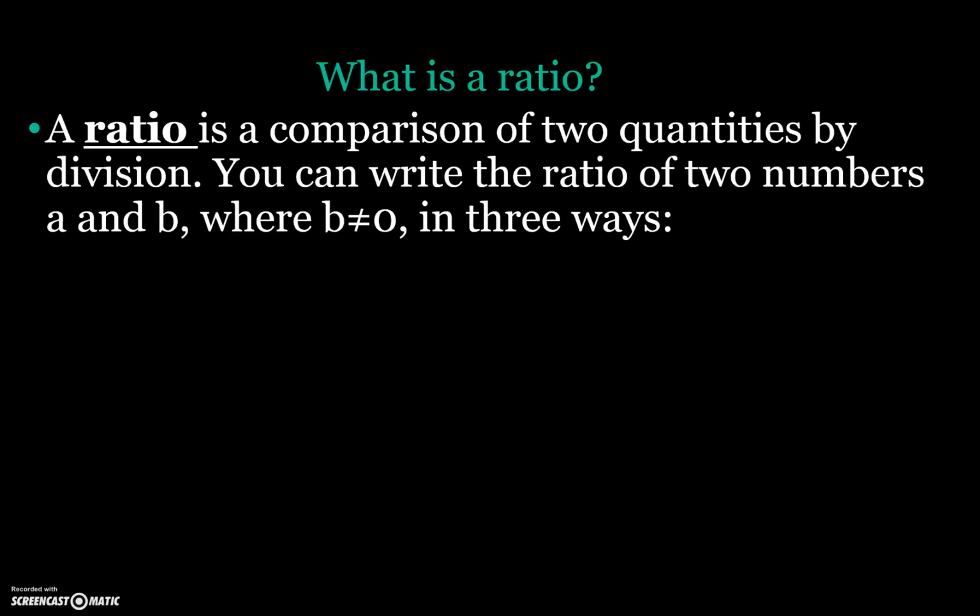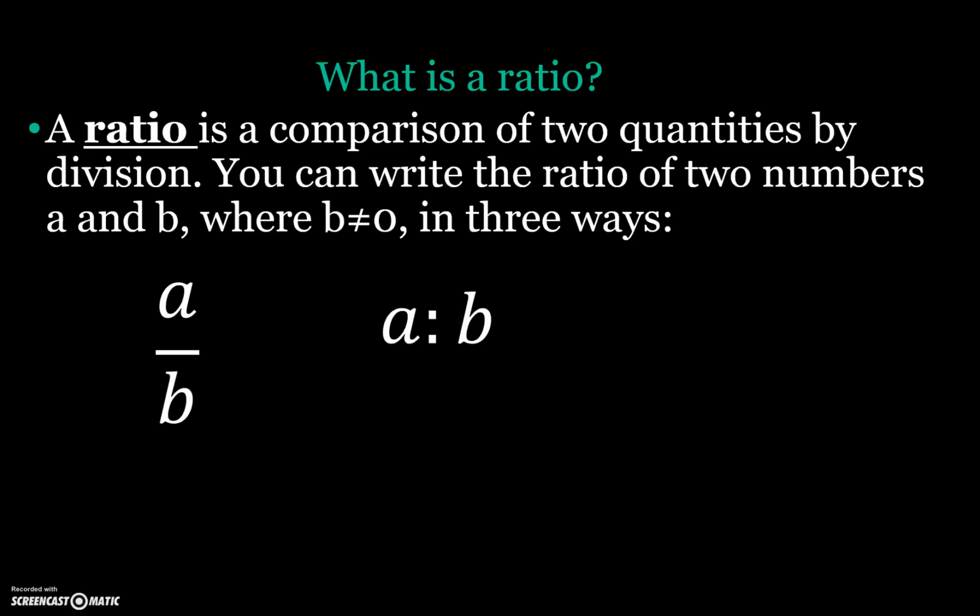You can write the ratio of two numbers, say A and B, where B doesn't equal 0, in three different ways. The most common way you're going to see this is A over B, like a fraction. Okay, so this is what we meant by comparison of two quantities through division, because the fraction bar is a division bar. Another common way that I see it is A with a colon in between, followed by B.